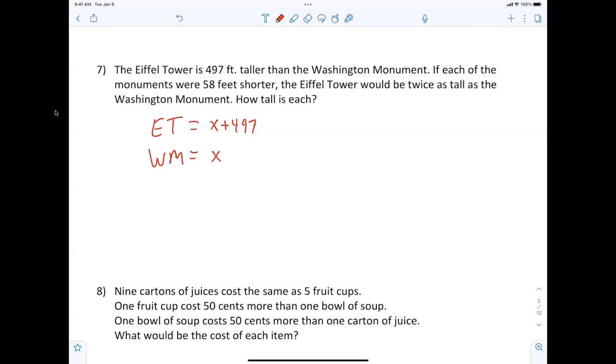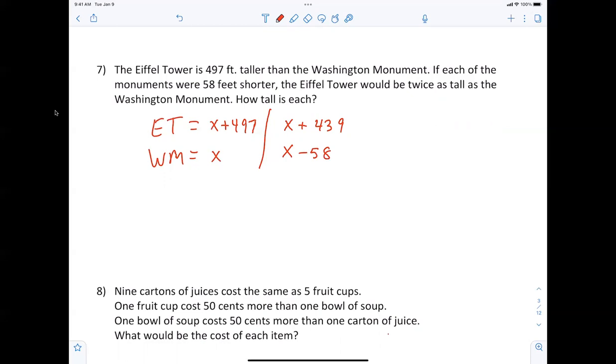So now, if each of the monuments were 58 feet shorter, the Eiffel Tower then would be x plus what? Is it 449 or 439? That's 439, so x plus 439, right? And then the Washington Monument would be what? X minus 58. Okay, hold on. Right here.